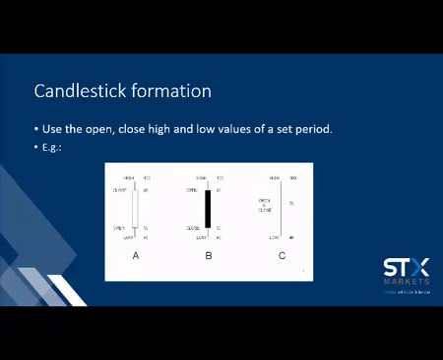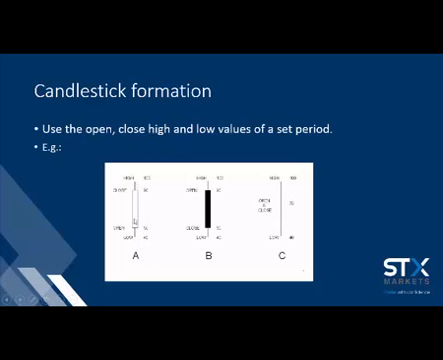So let's have a look at how candlesticks are formed and what they show us. Now, candlesticks use the open, the close, the high and low values of a set period, and you've got a couple of examples just below. In example A, you can see that the price opened at 50, closed at 90, it went as high as 100, and it went down as low as 40. These tails or wicks or shadows, as they're sometimes known, are the extremes that the price went to.